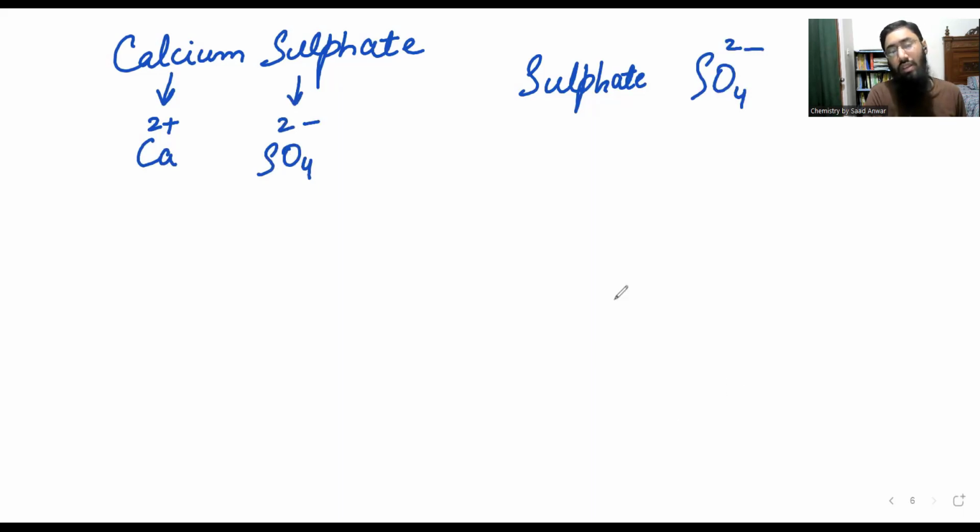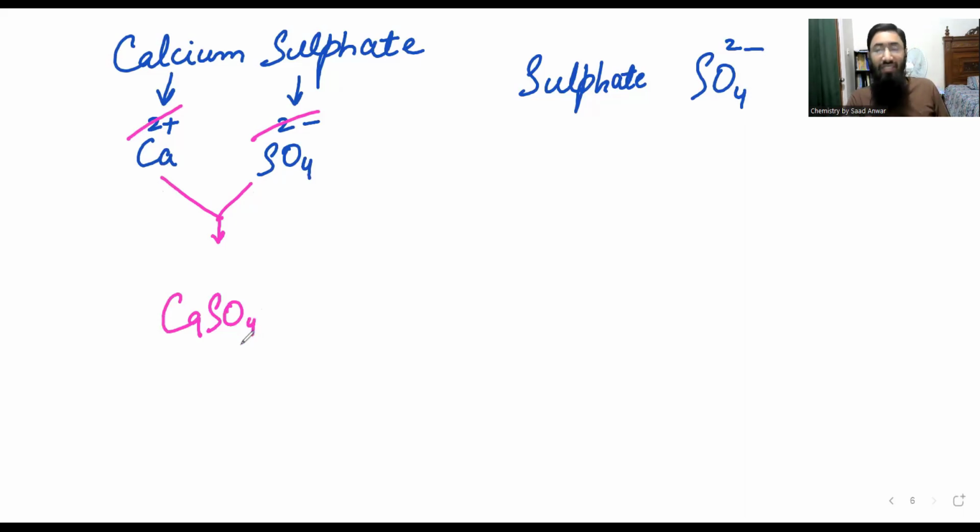Here you see when both species carry the same digit, like +2 and minus 2, we can cancel it. You don't need to write in crossing over. And the final formula will become CaSO4. This is the formula of calcium sulfate.